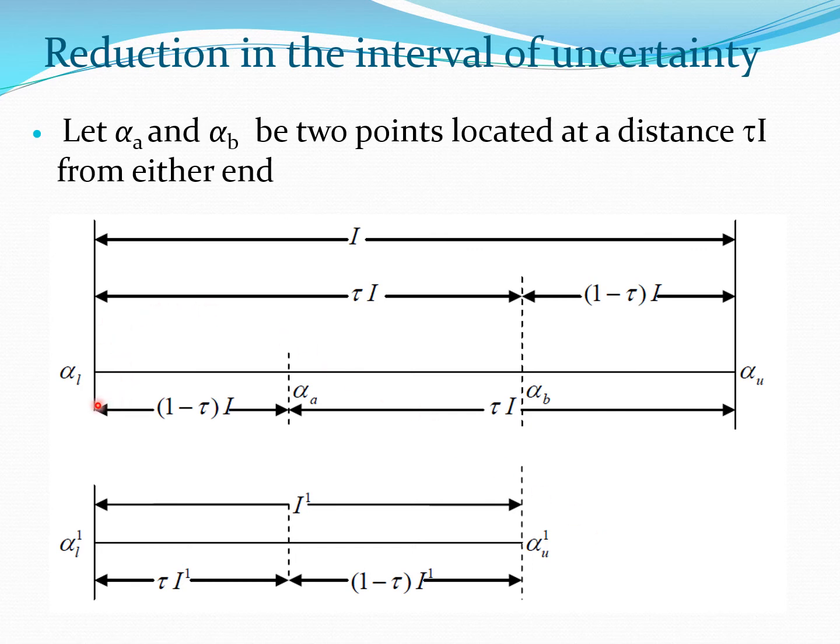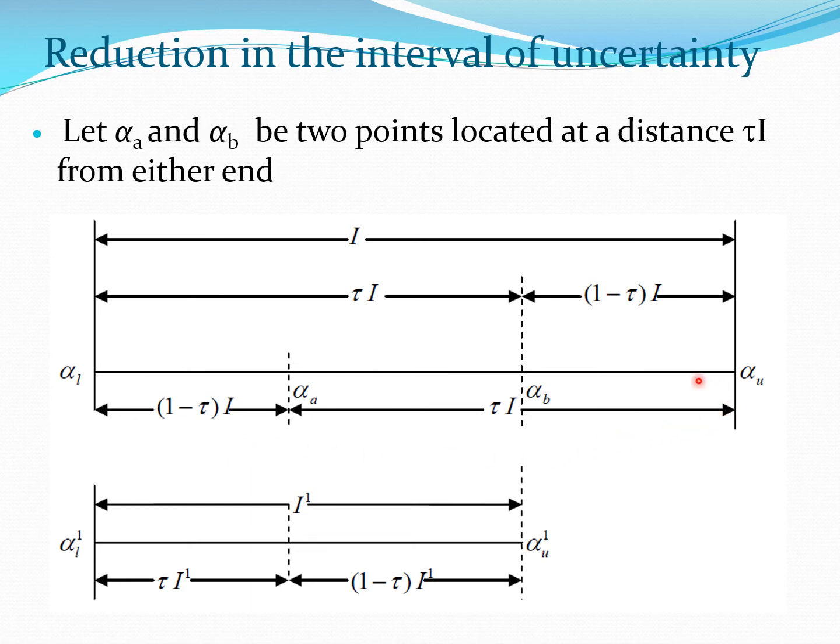So let's start with these points alpha L and alpha U, and we have found 2 points alpha A and alpha B inside this particular interval located at a distance tau I from each end. So you will see that between alpha L and alpha B the distance is tau I, and same here between these two the distance is tau I. Okay, and therefore since the whole distance is I, this is going to be 1 minus tau I, and this is going to be 1 minus tau I.